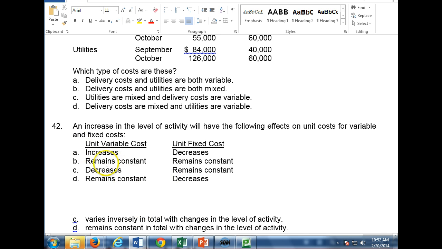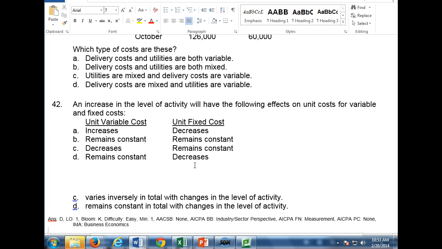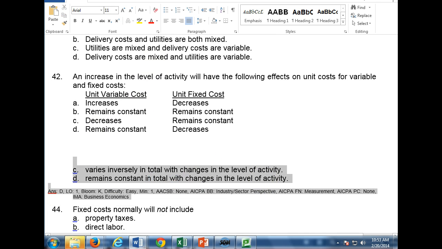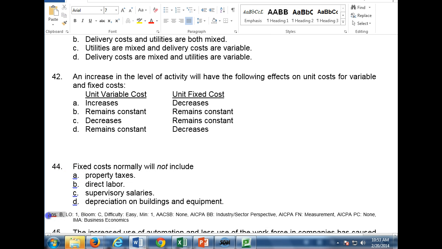The overall unit variable cost increases. But what happens with each cost period? The unit cost is constant. I'm giving you that problem since I made such a big deal about it. So the answer is D. Okay? Fixed costs normally don't include property taxes, direct labor, supervisory salaries, or depreciation on buildings and equipment.